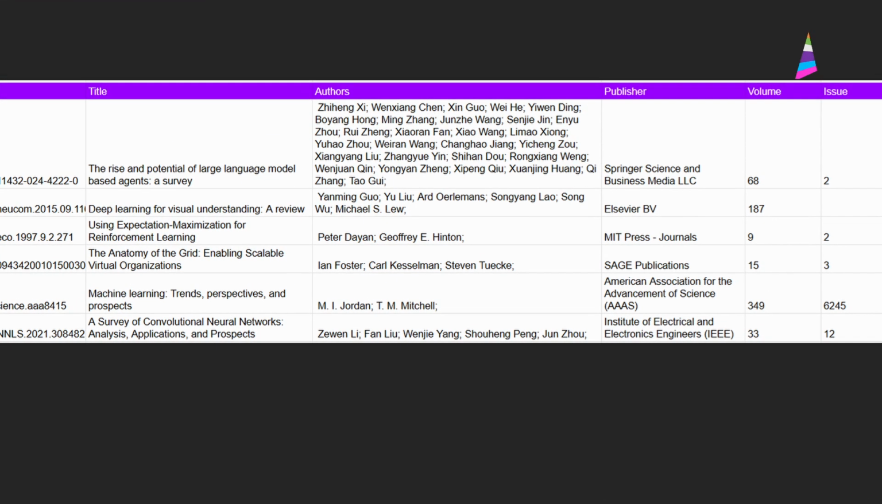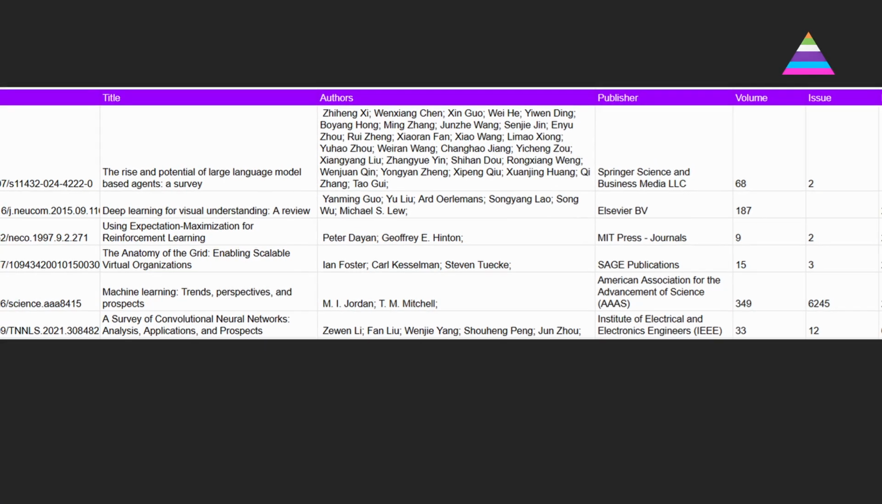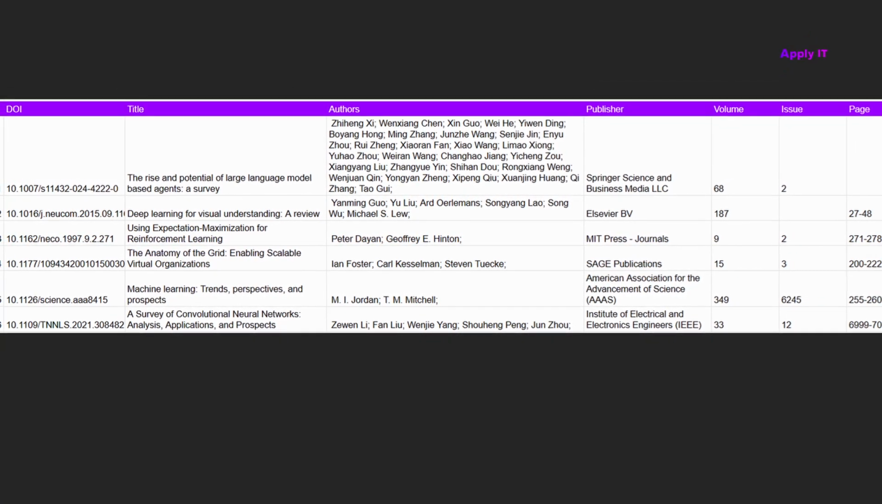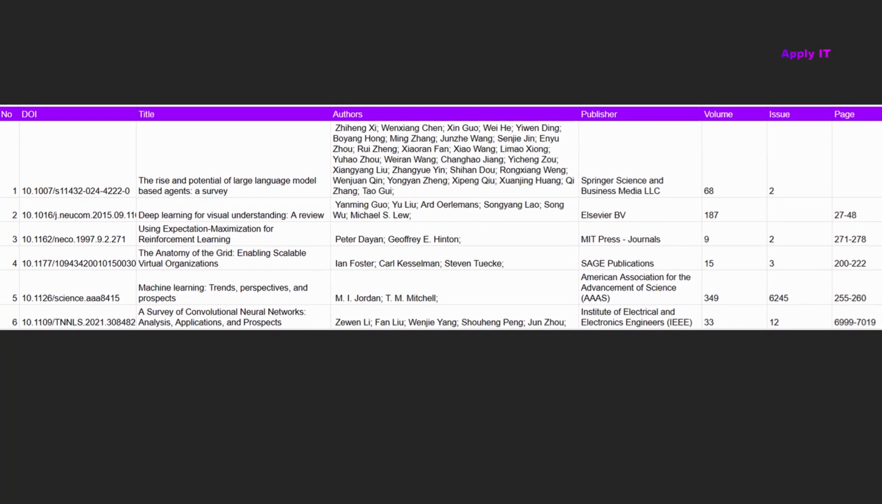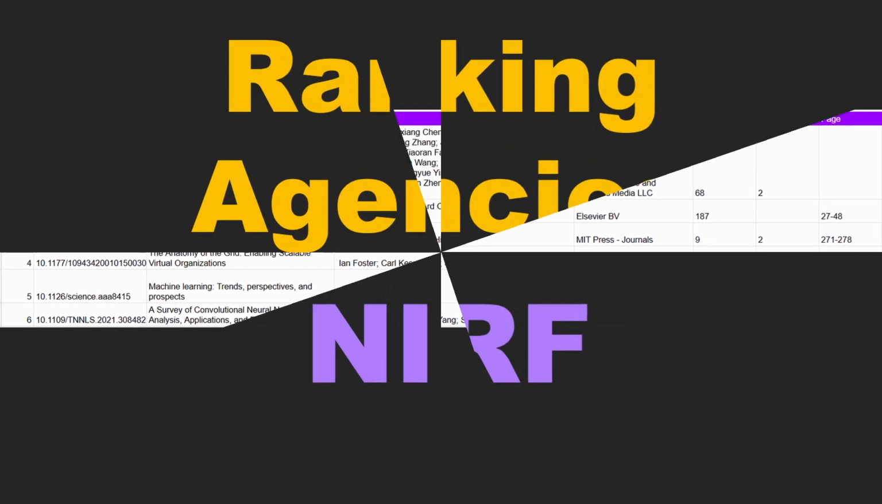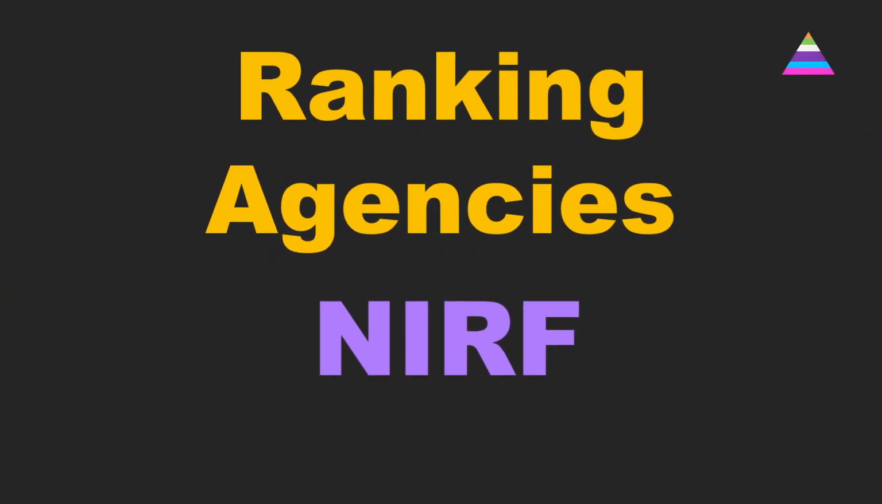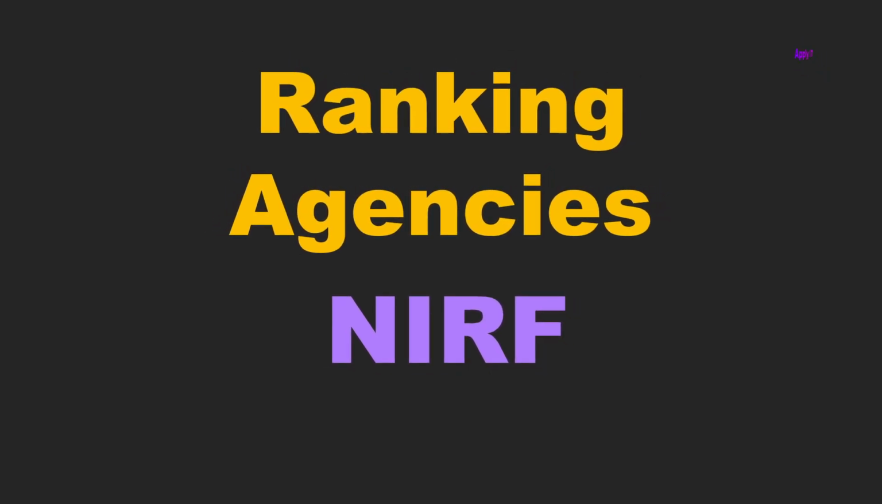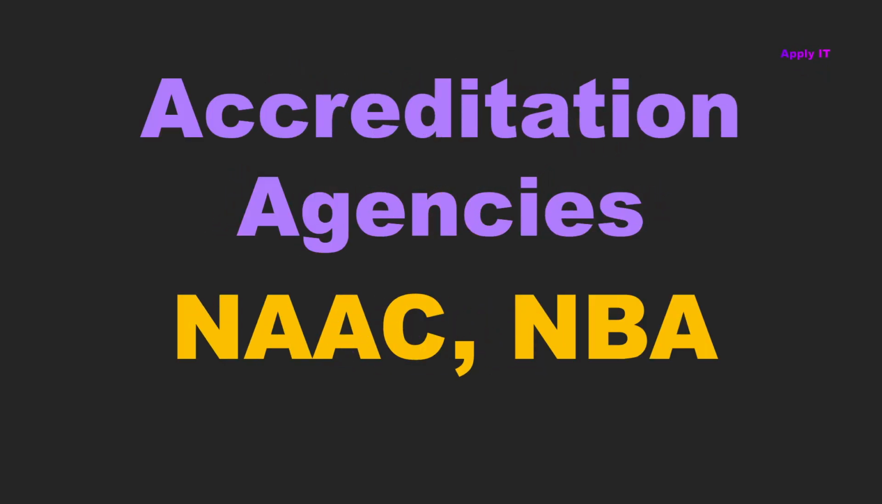You need to maintain your research publication data. Such organizations need to submit this research data to various ranking agencies or accreditation agencies. For example, in India, colleges or universities submit their research data to the NIRF ranking agency. Colleges also submit their research data to accreditation agencies such as NAAC or NBA.